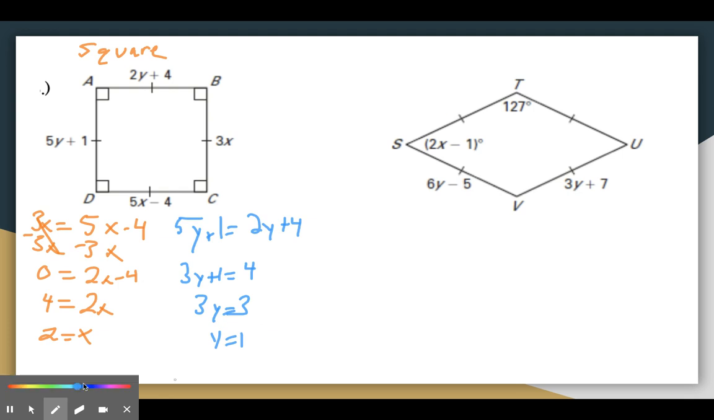Okay, classify it, identify it over here. We see that we have 4 congruent sides, definitely not 4 right angles. So this one here is a rhombus.